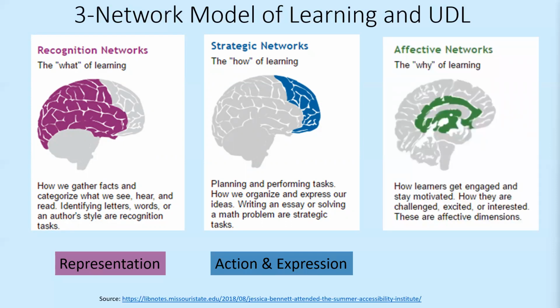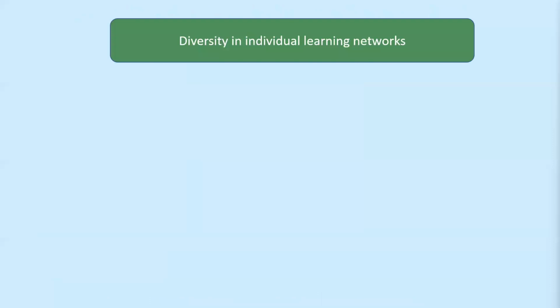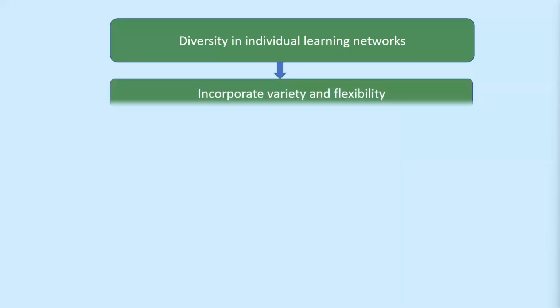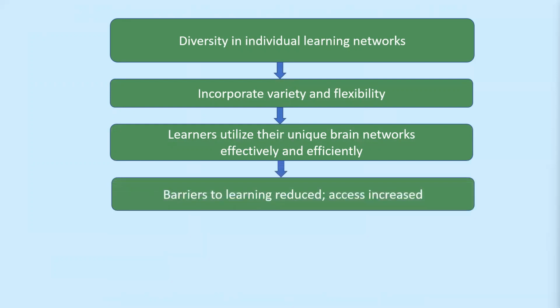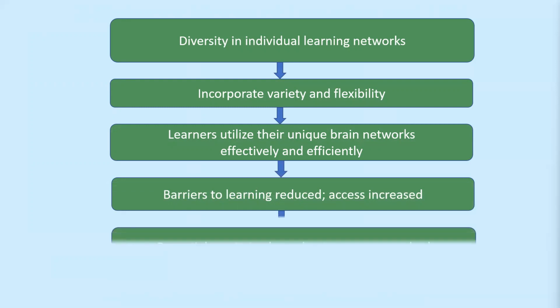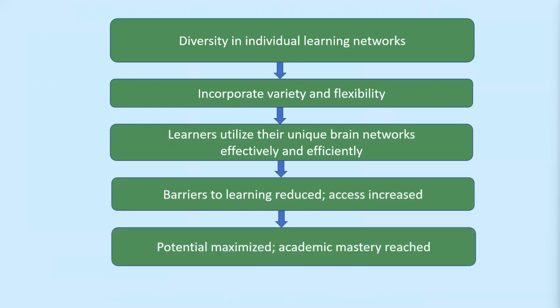Affective networks enable us to engage with the world and generate emotional responses. This can be thought of as the why of learning, and in the UDL framework, we use the term engagement when talking about affective networks. Because there is diversity in these networks across individuals, it makes sense that educators need to provide variety and flexibility in course material to allow all learners to utilize their own unique brain networks effectively and efficiently. Doing so will have the immediate effect of reducing barriers and increasing access, while ultimately allowing each learner to maximize their potential to reach a high level of academic mastery.